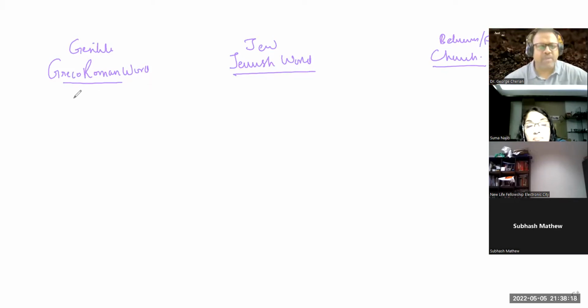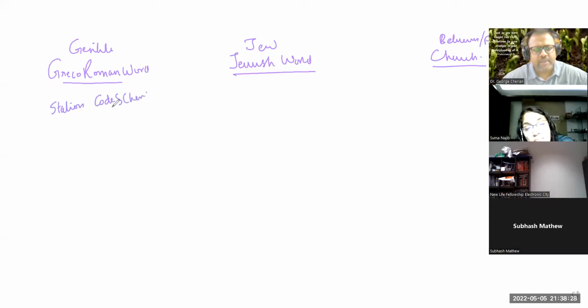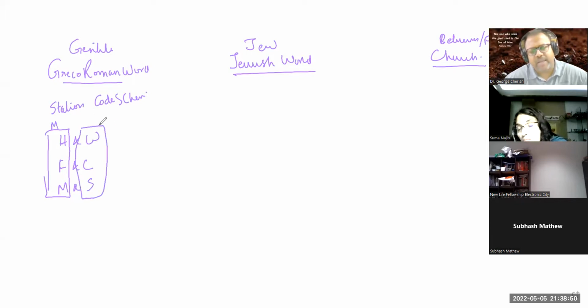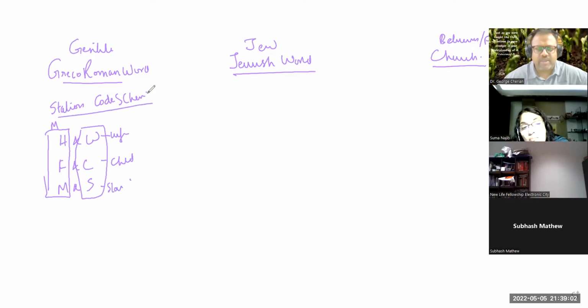So the Greco-Roman world had the station code scheme. The station code scheme means husband, wife, father, child, master, slave, and all of this was headed by the man. And under the man were the wife, the child, and the slave. So this was the culture at that time. That's what we need to see, the station code scheme. It was the Greco-Roman culture.